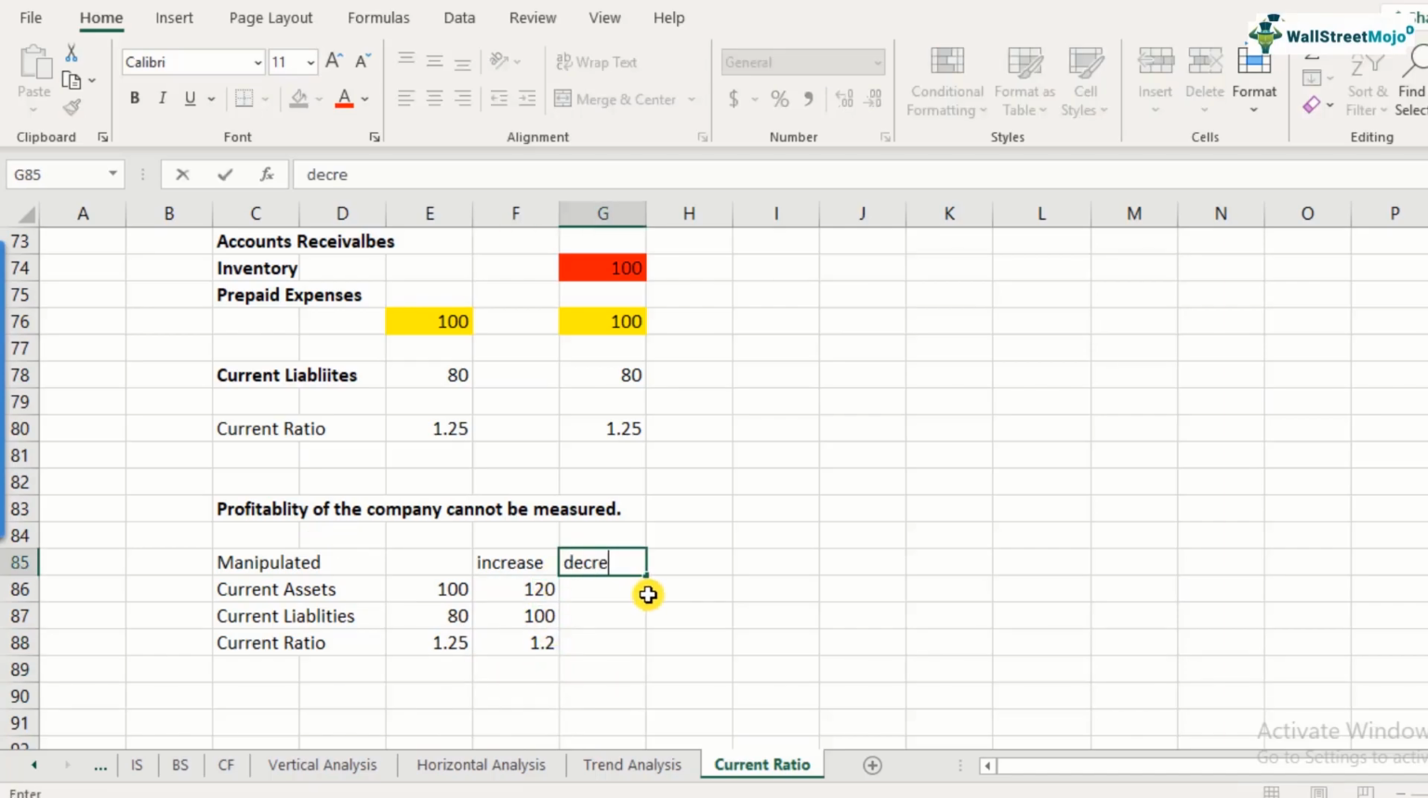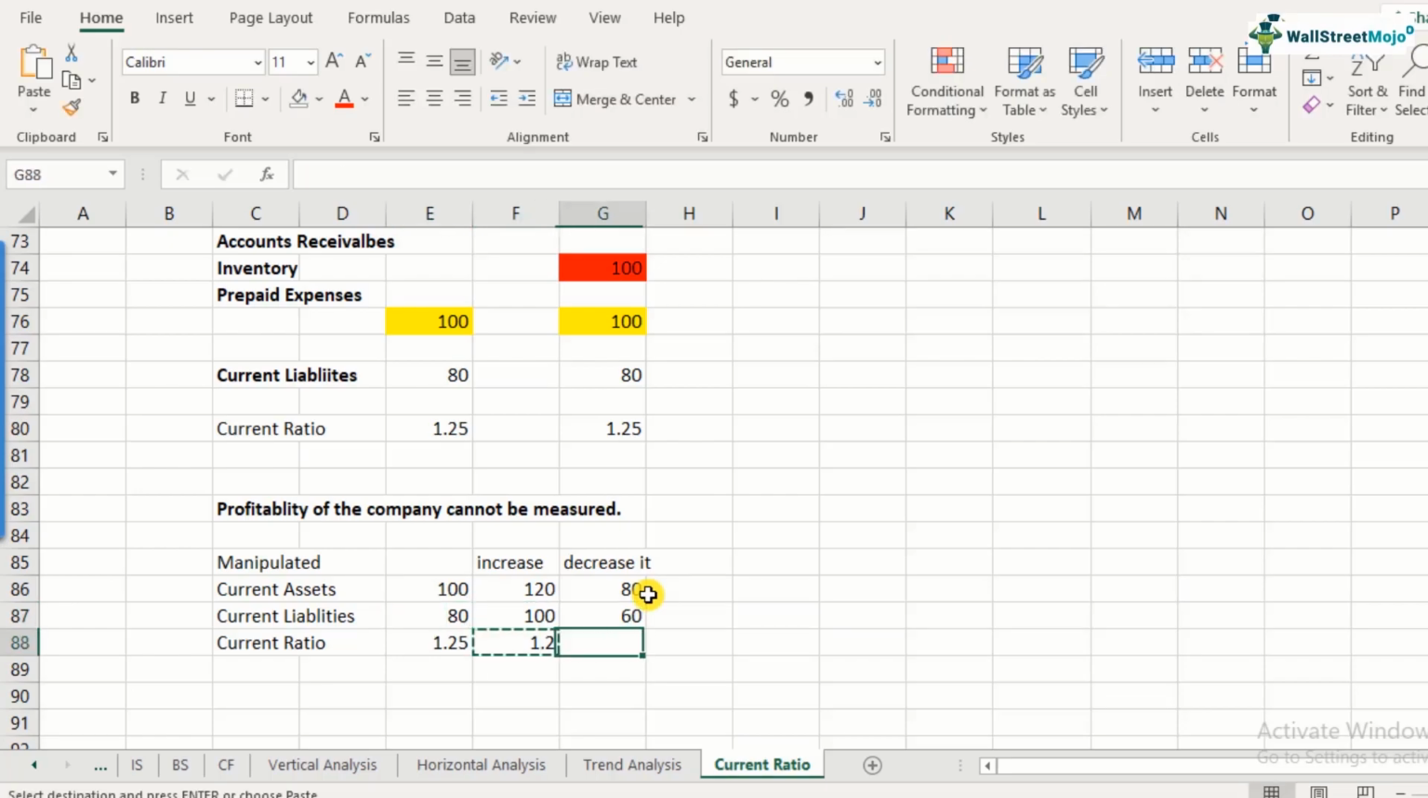But let's say if you decrease it in the same amount, let's say now it becomes from 100 it becomes 80, and from 80 it becomes 60 as current liabilities. What will be the ratio? As you can see, the ratio increases here. So if management wants to manipulate so that they provide a rosy picture to the analysts, they can possibly do this.